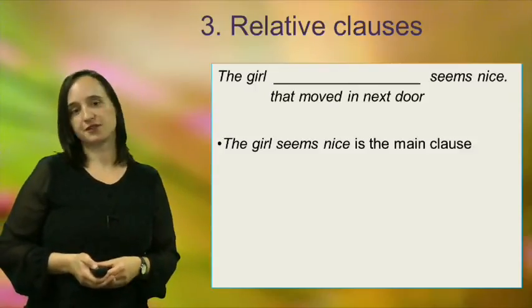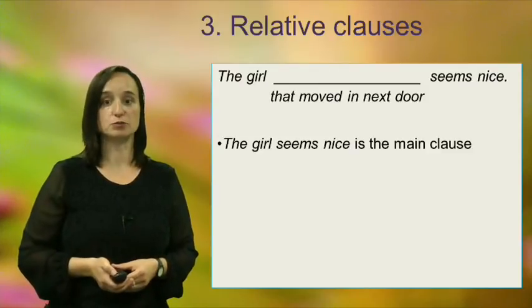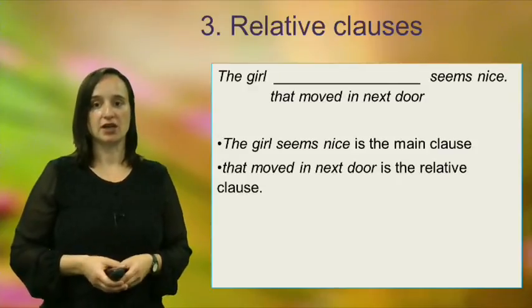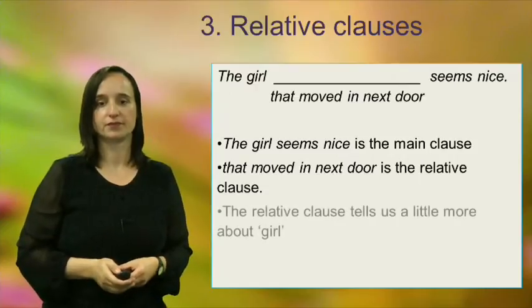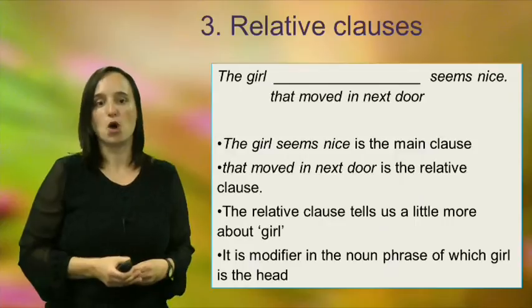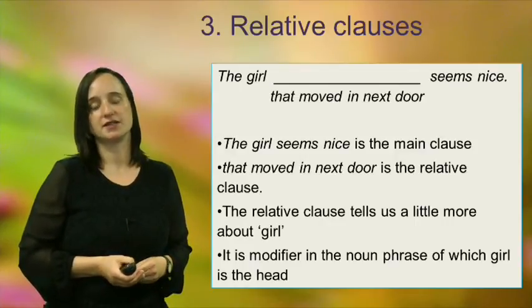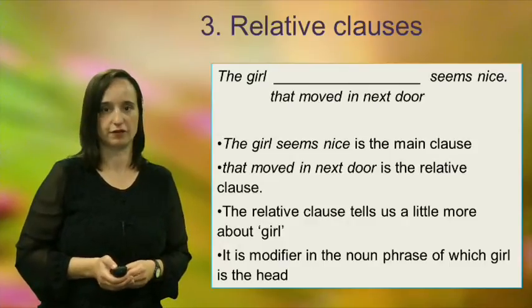And in order to specify which girl we're talking about, we're using a relative clause. We're using that moved in next door. And what that moved in next door is doing is telling us a little bit more about the girl. Okay, so we can say that moved in next door modifies the girl, tells us more about the girl, and it is a modifier in this noun phrase. And that's the function of the relative clause.